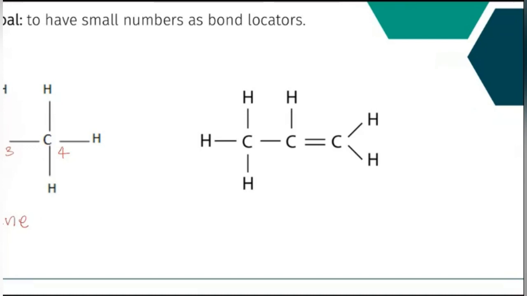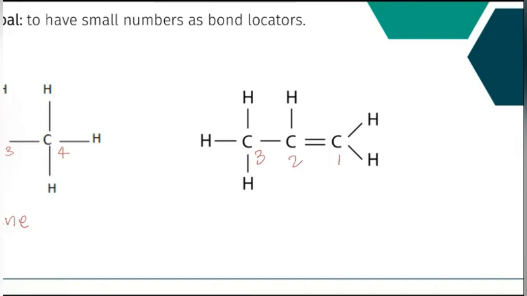We have this. So again, number the hydrocarbon starting from the carbon nearest to the double bond. In this case, the carbon nearest is at the right side, so we will start numbering at the right side. 1, 2, 3. So we have 3 carbons.